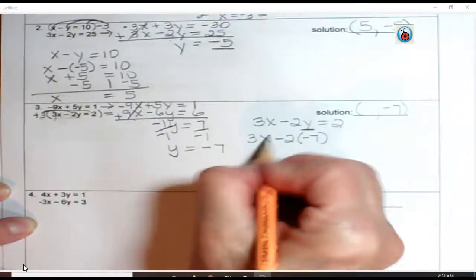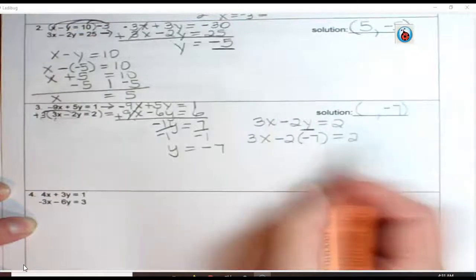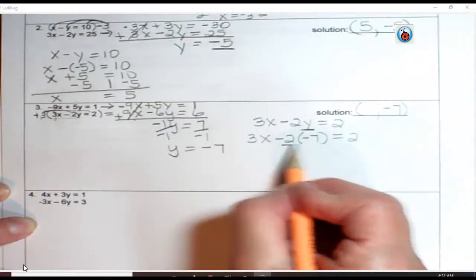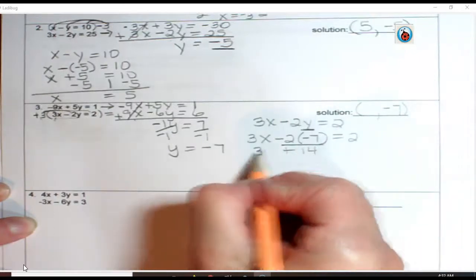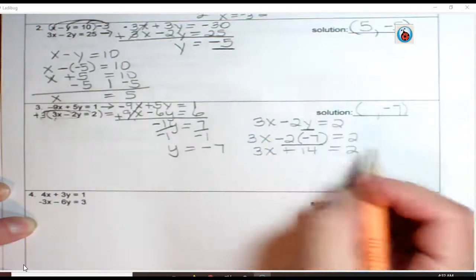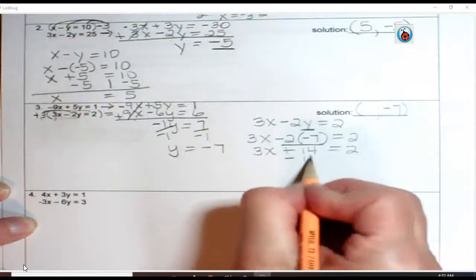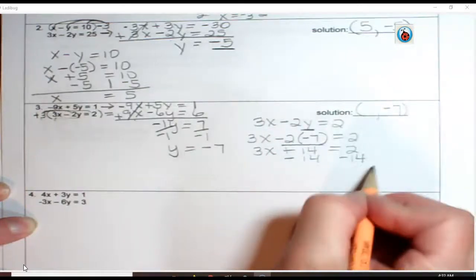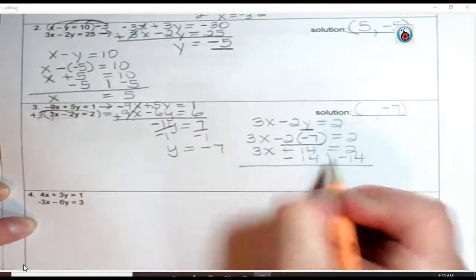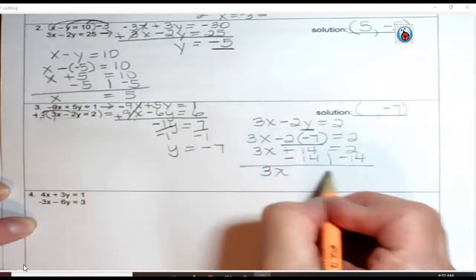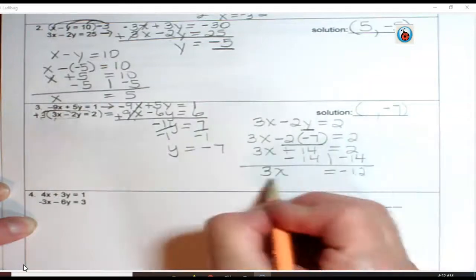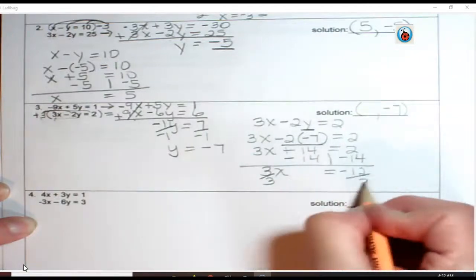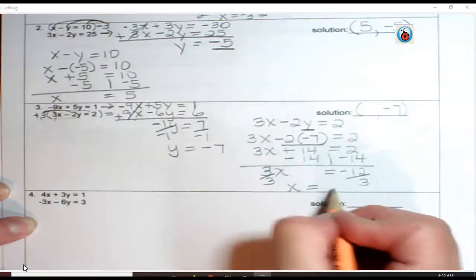Write the rest of the equation down. Negative 2 times negative 7 is a positive 14. Subtract 14 from both sides. And you get 3x equals negative 12. Divide by 3. And your x is equal to negative 4.